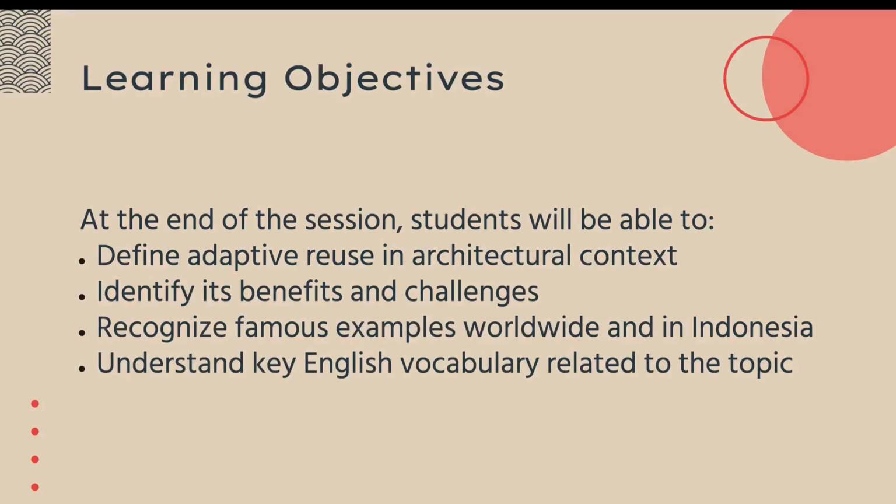We are expected to be able to define adaptive reuse in the architectural context. What is it? Its definition. Second, identify its benefits and challenges. The third will be to recognize famous examples worldwide and in Indonesia about reuse. And lastly, understand key English vocabulary related to the topic of adaptive reuse in architecture.